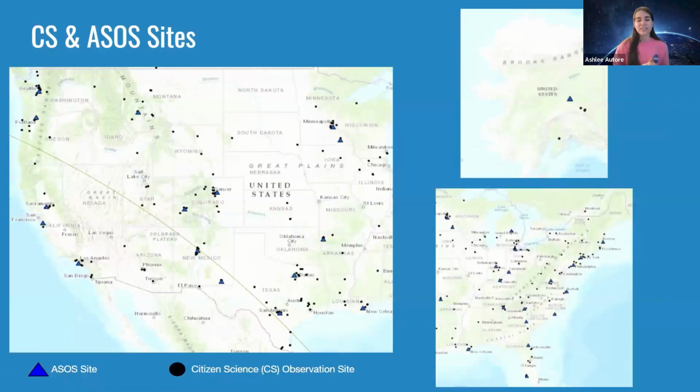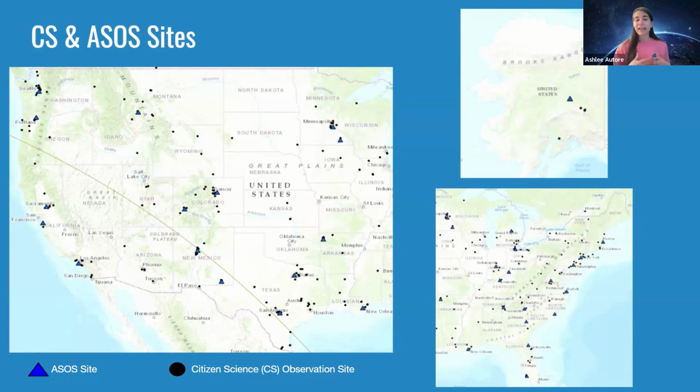Here is just some map of where we had our observations from, just to give you a little more of a close-up. All of the black points were citizen science observation sites, which I've denoted as CS from here on out. So those were all the people with the Globe app or using the website reporting their own observations. The blue triangles are data spots or sites from ASOS stations.